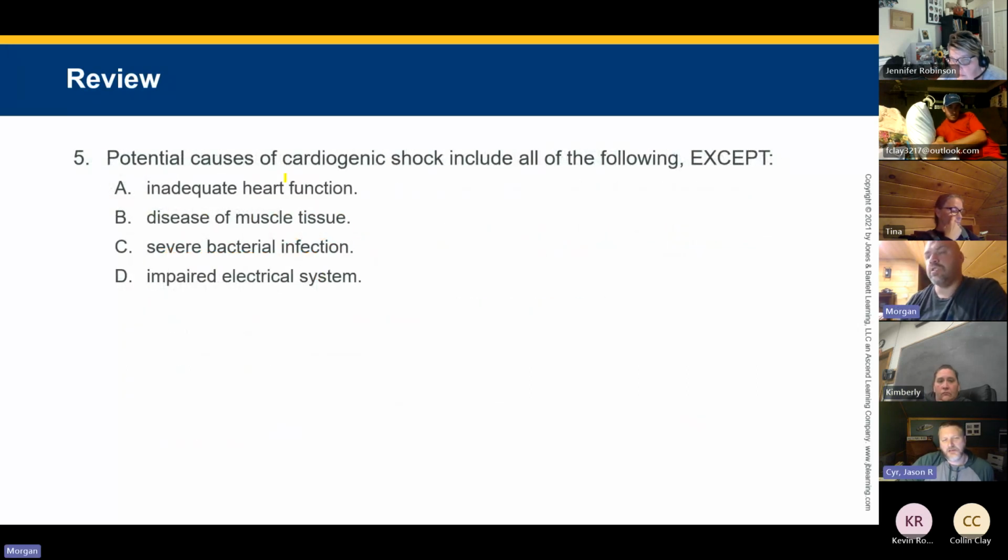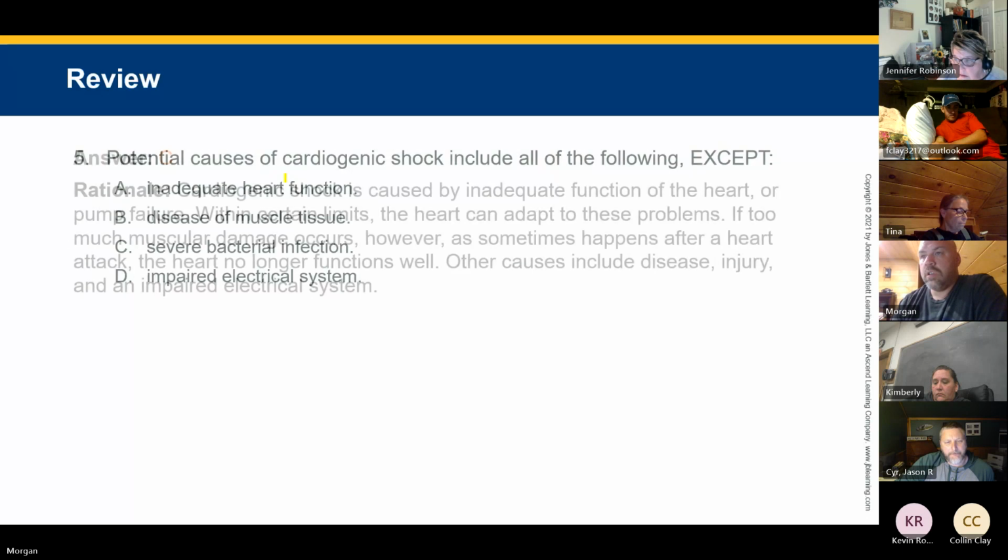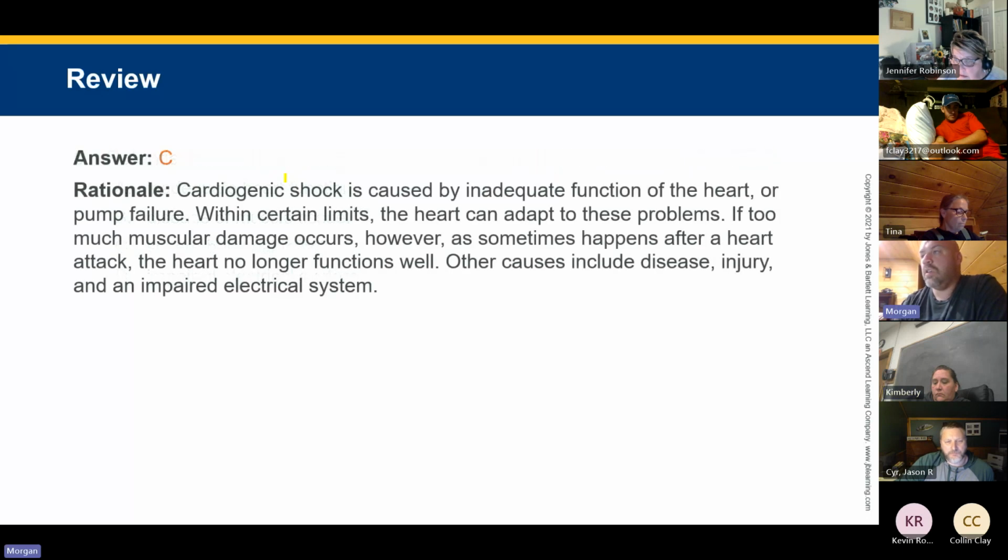Back to the third question. Potential causes for cardiogenic shock include all of the following except: inadequate heart function, disease of the muscle tissue, severe bacterial infection, impaired electrical system. I would say C, because that's something else.